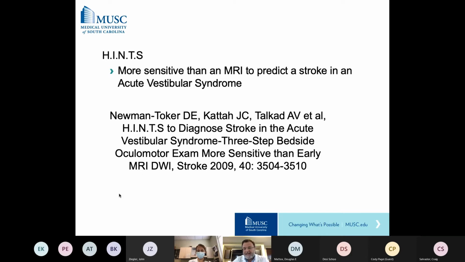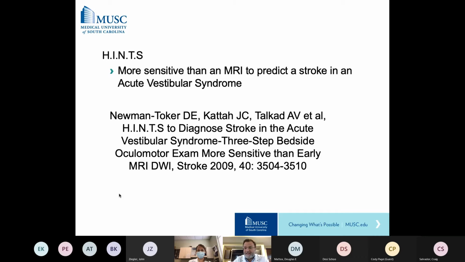And then the S stands for skew deviation. If there's a skew deviation, which is hypertropia of the eye, then this is in favor of a central sign. More than likely, you will not see a skew deviation. You will have a positive head impulse test and a direction fixed nystagmus. If all three are present, the likelihood that this is a stroke is close to 0.